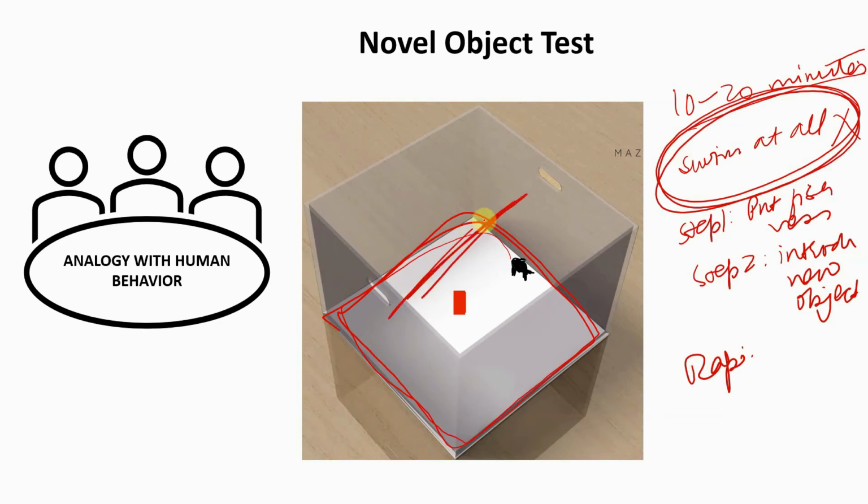It's like this, and it will never ever come across. It will never come into the proximity of the new object. But if you leave your fish in this chamber for like 2 hours, you will see your fish going and checking it out and all the things. So this particular test does come with a timeline.